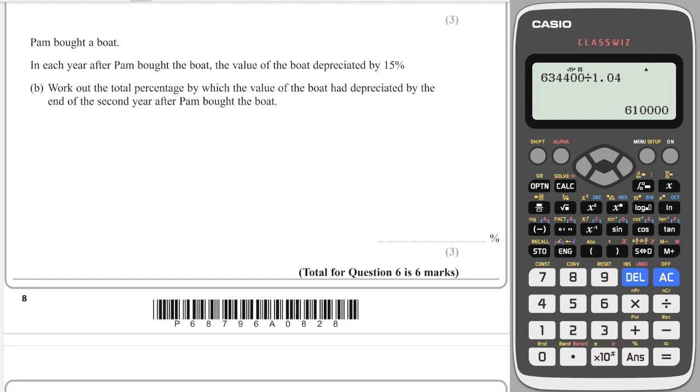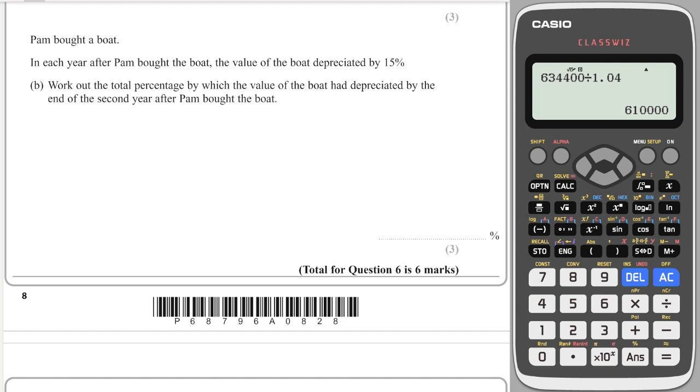Okay, Pam bought a boat. How lovely. In each year after Pam bought the boat, the value of the boat depreciated by 15%. Work out the total percentage by which the value of the boat had depreciated by the end of the second year after Pam bought the boat.